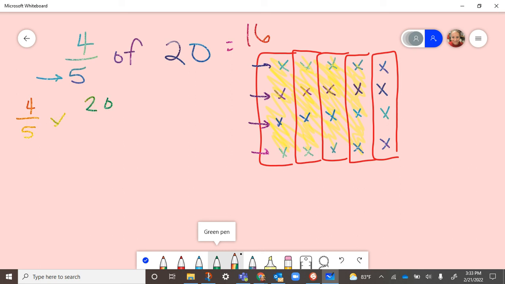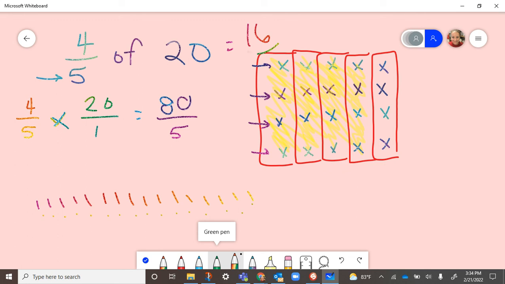times 20 over 1. 4 times 20, 4 times 2 is 8. Add your 0. 5 times 1 is 5. And then if I'm counting by 5, so 5, 10, 15, 20, 25, 30, 35, 40, 45, 50, 55, 60, 65, 70, 75, 80. That's 1, 2, 3, 4, 5, 6, 7, 8, 9, 10, 11, 12, 13, 14, 15, 16. So that 16 matches.